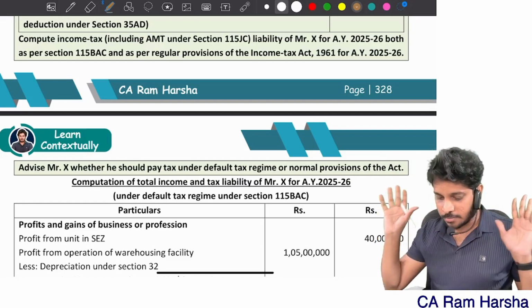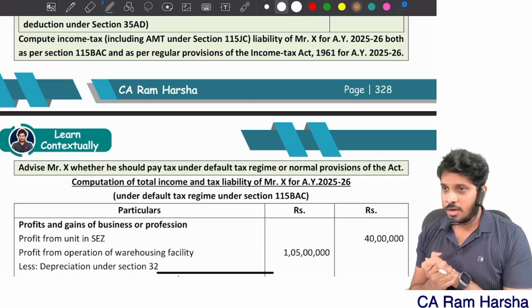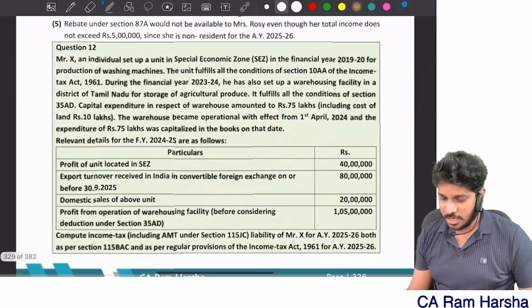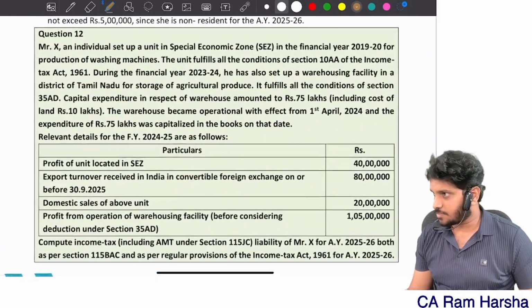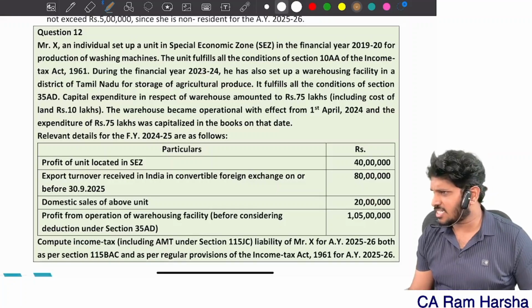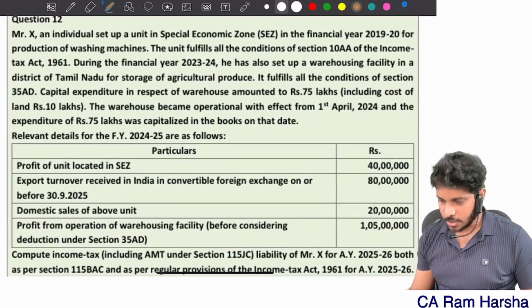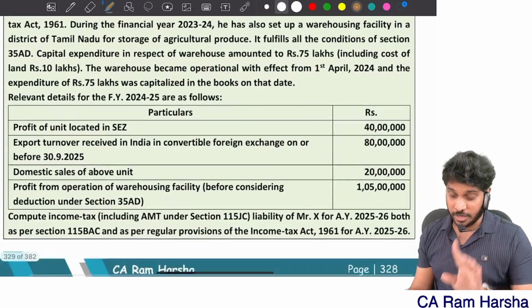Question number 12 in the total income chapter. I think this is a TYK illustration. I'm not sure, you just see that. Okay, TYK only, I think. The illustrations, I think we don't have directly, all are TYK only in this chapter. Okay. Question number 12. Pause the video.